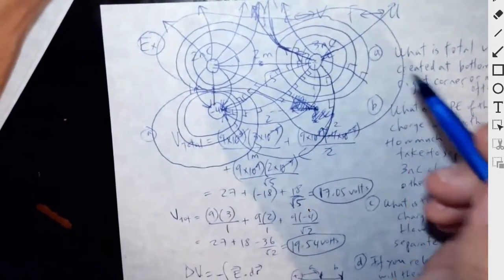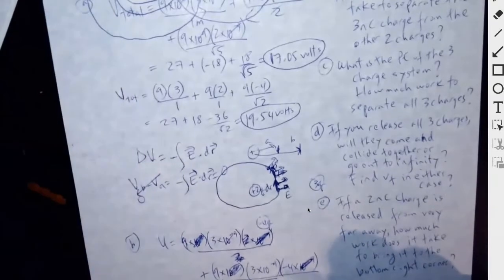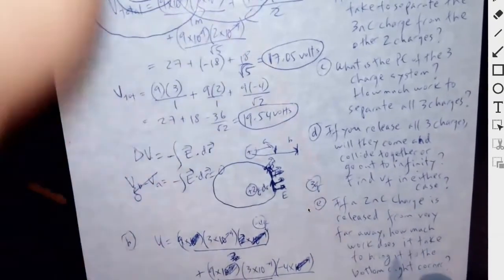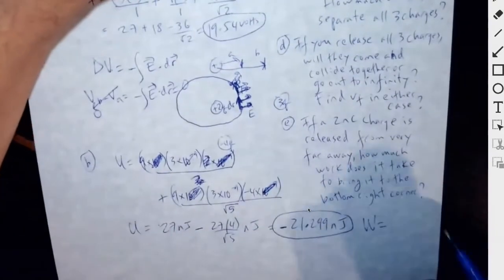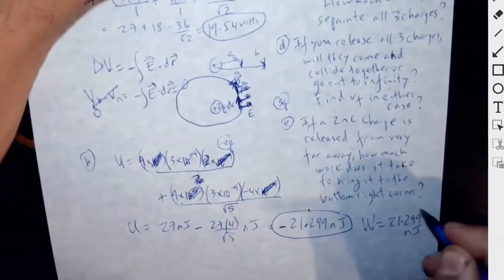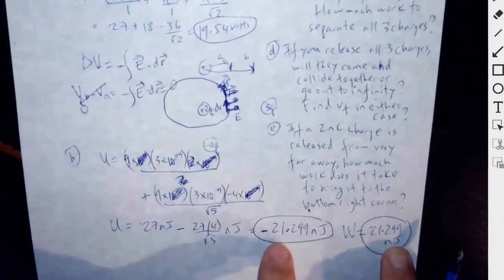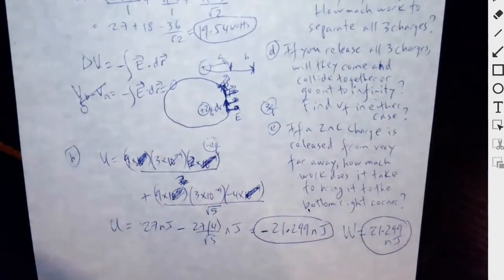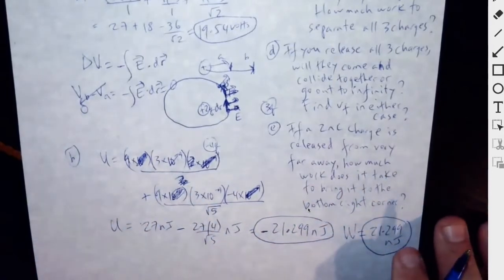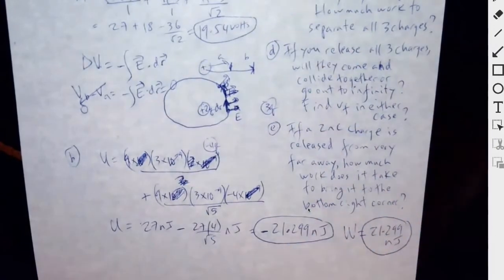So that means I'm going to have to do positive work to separate them, right? So then how much work do I need to do to separate? The absolute value of this, 21.299. I need to put positive work at least equal to the negative potential energy so that I can separate the 3 nanocoulomb charge at constant velocity. In other words, lift it up, you see?